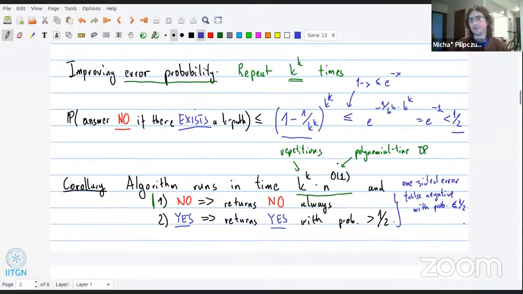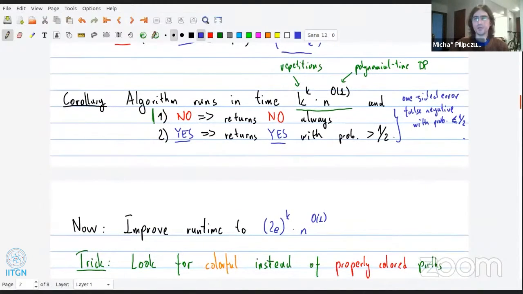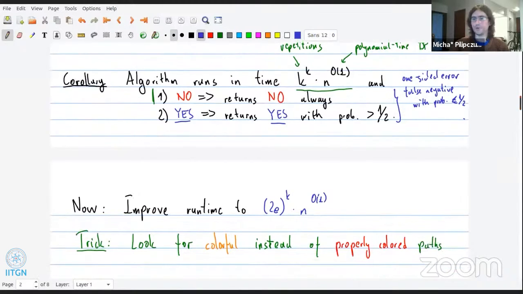Good. So this is a basic FPT algorithm for k-path using color coding, and essentially this application covers the main points of the technique. So now we will improve. In a moment we will improve the running time from k to the k to 2e to the power k, where e is the base of the natural logarithm.